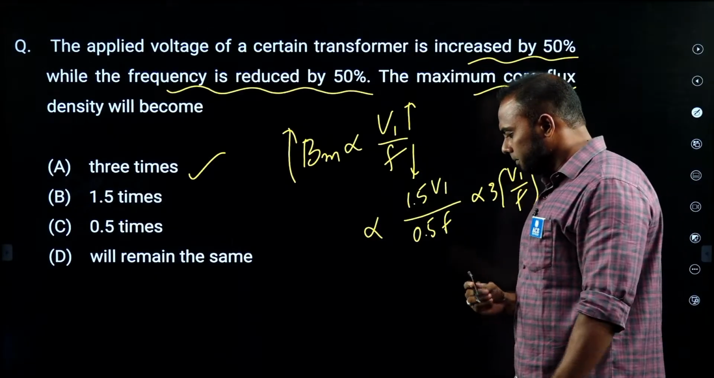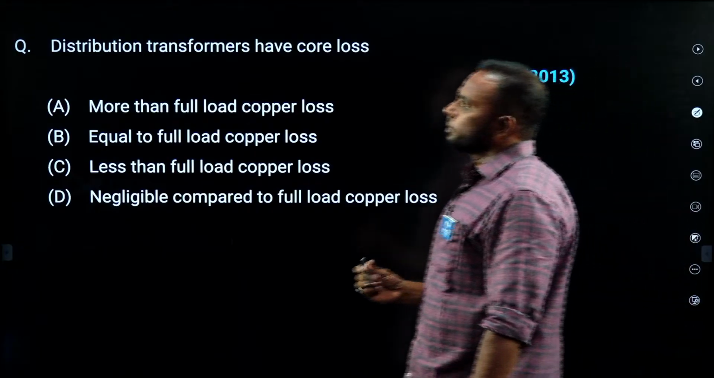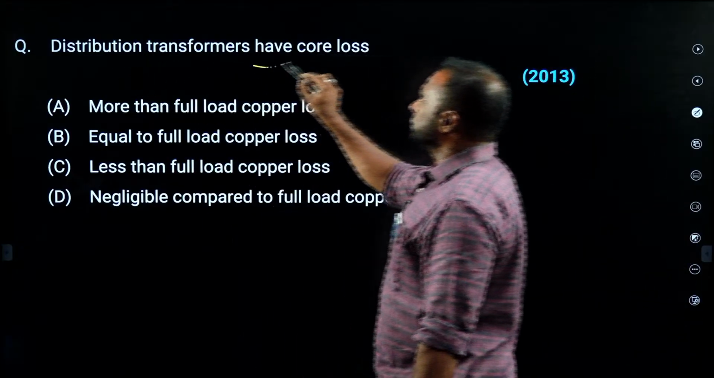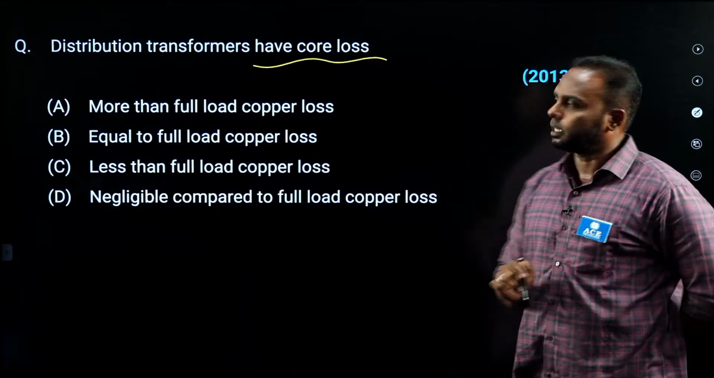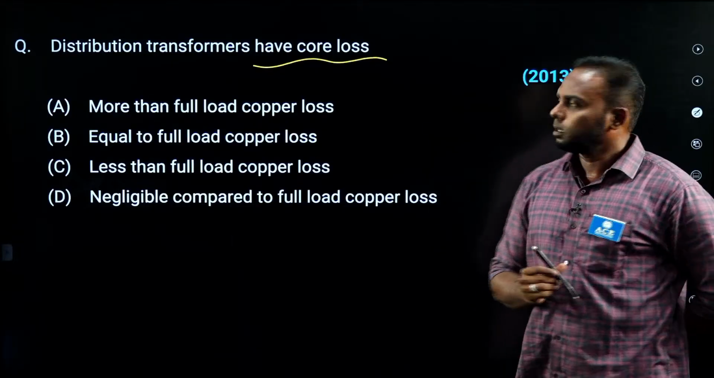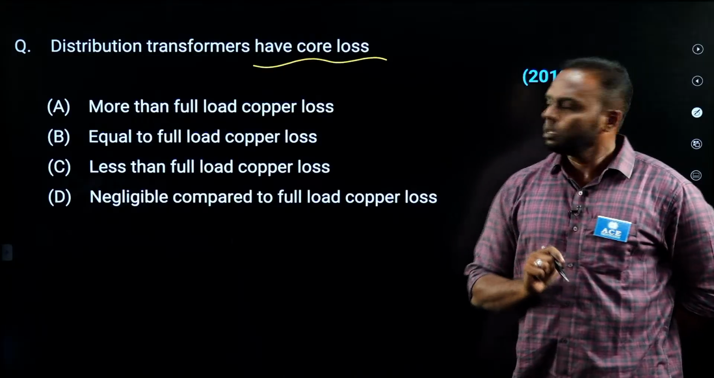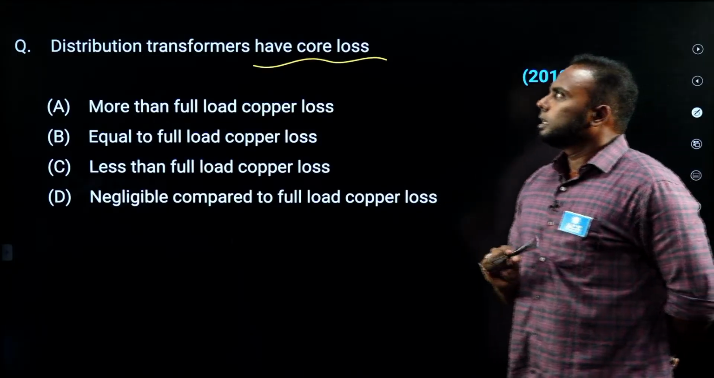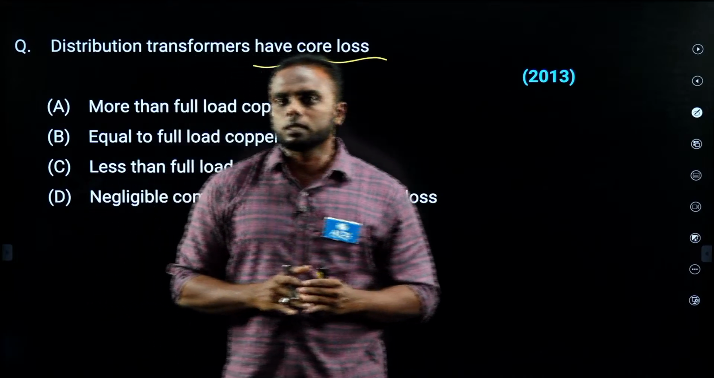Next question. Try to answer this. Distribution transformers have core loss dash. Core loss or iron loss is dash: more than full load copper loss, equal to full load copper loss, less than full load copper loss, negligible compared to full load copper loss. So what is the relation between iron loss and full load copper loss in a distribution transformer?